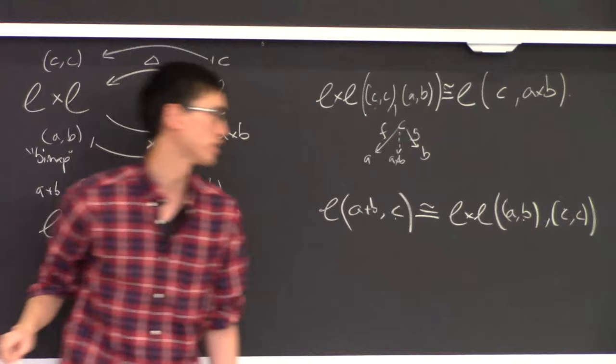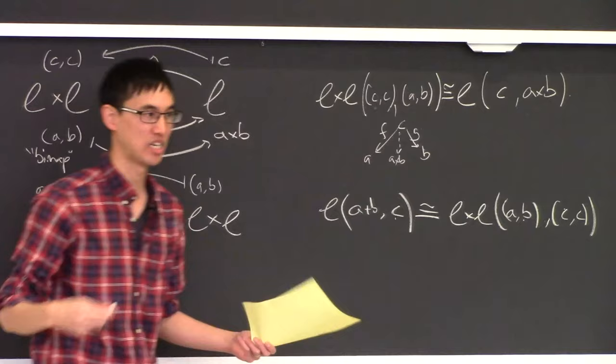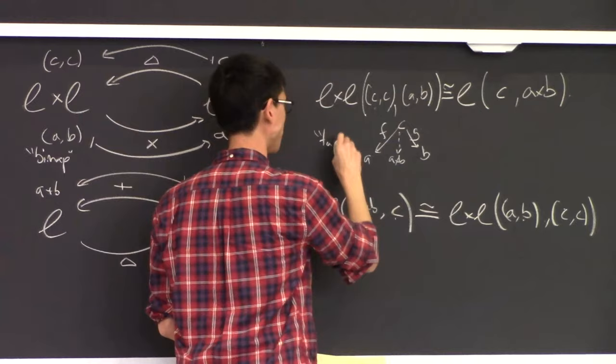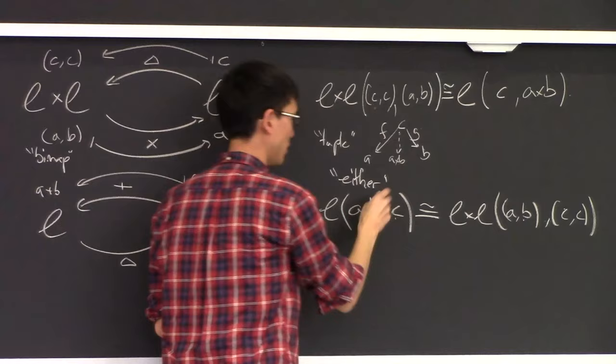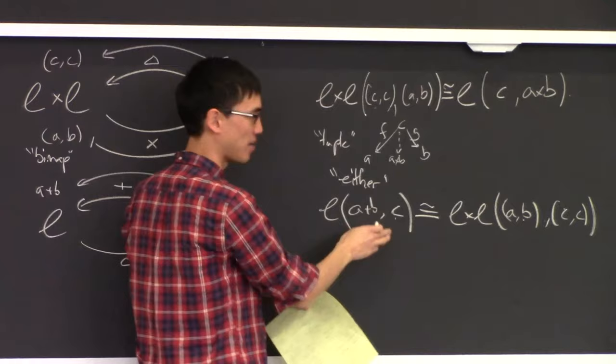So this is the same sort of idea as the product, but instead of... I think we called it tuple, or pair, maybe. What was the name? Tuple was what we called it, right? So this is the either thing, right? It's this correspondence between maps out of the sum type and pairs of maps out of the individual types. OK.